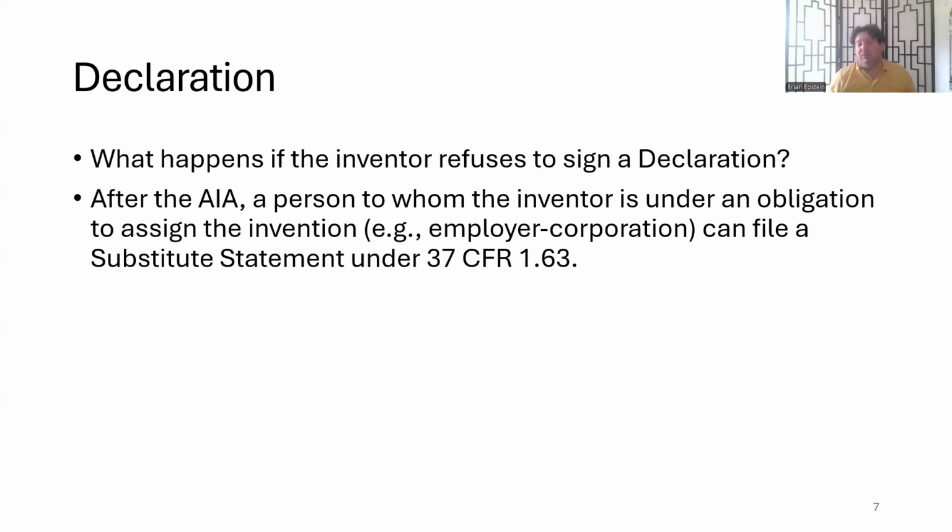Maybe they don't want any risk of going to jail. Again, I've never heard of that. You know, it happens. Well, after the America Invents Act, a person to whom the inventor is under an obligation to assign the invention, for example, an employer corporation, can file a substitute statement under 37 CFR 1.63. There was a way to do it beforehand as well, but I cannot imagine there are many pre-AIA applications still pending. So most people just do that.